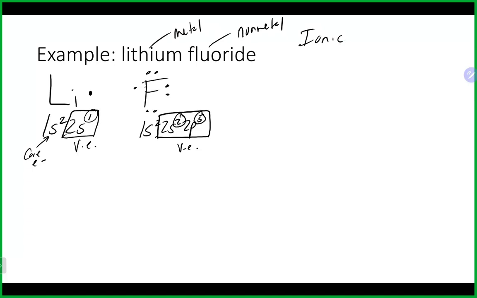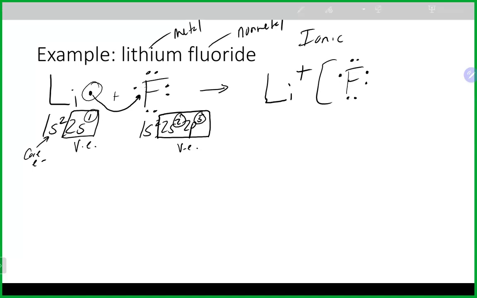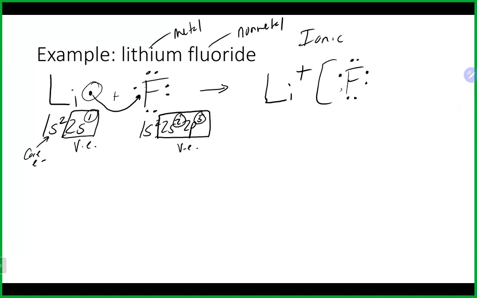Lithium is going to give away its electron, not really share, over to the fluorine. Lithium just lost an electron, so it now has more protons than electrons, and that is where it becomes a positive one charge. On the other hand, our fluorine, which started with 7 electrons, just gained an electron. We'll make it red. Because it gained an electron, it now has more electrons than protons and becomes a negative one charge.